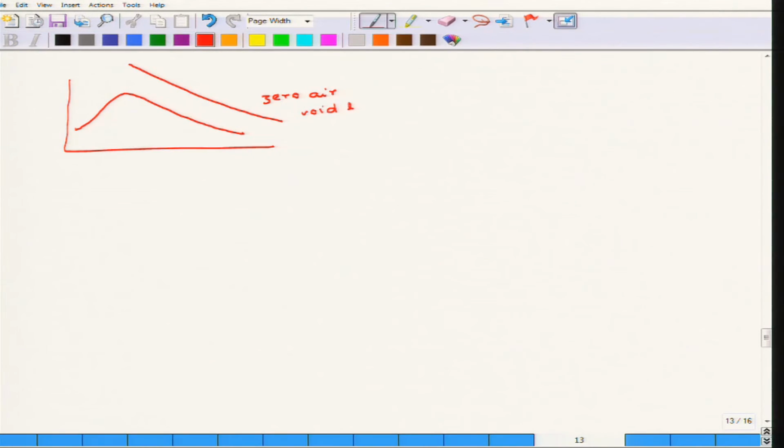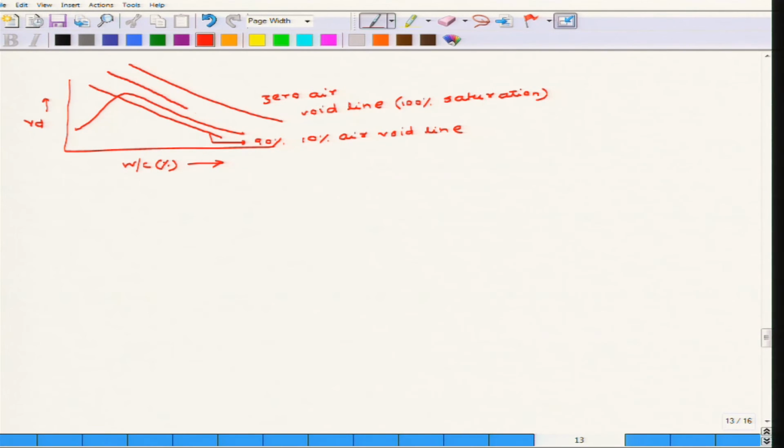So, this is a 0 air void line, which basically is a line of 100% saturation. This is water content in percentage, while this is the dry density. Now, this is a 90% saturation line, or basically the 10% air void line. And here lies the 95% saturation line or the 5% air void line.